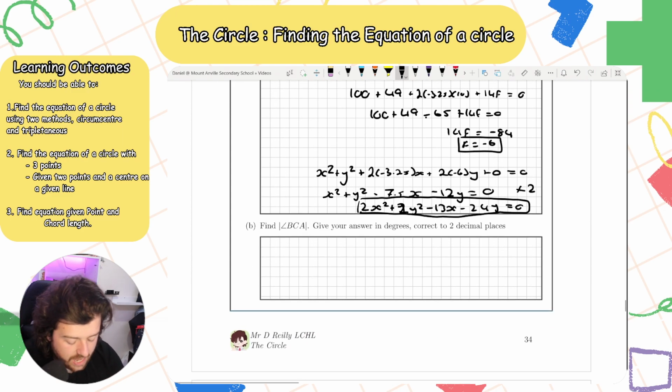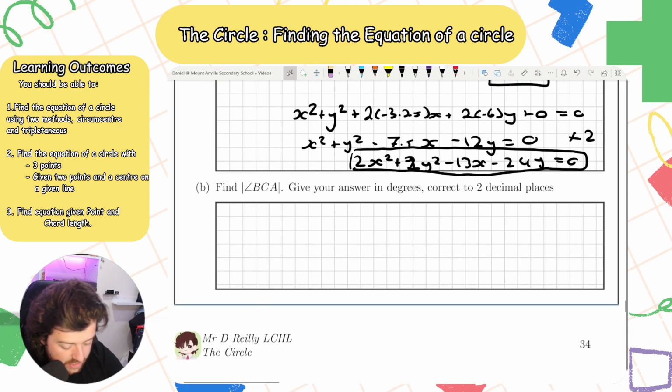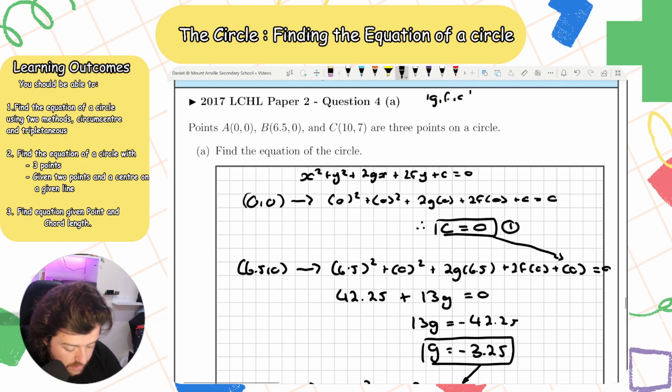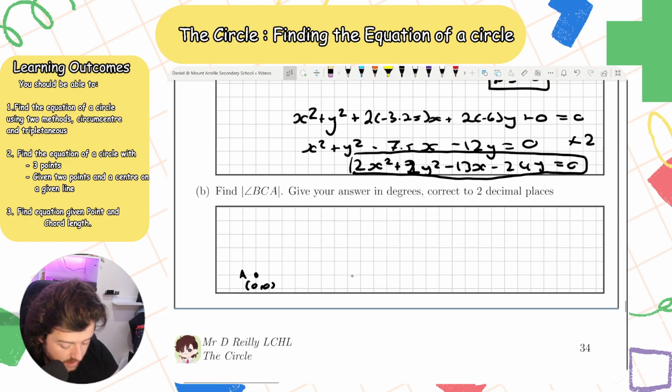Right, find the angle BCA, give your answer in degrees, correct to 2 decimal places. So we need to sketch this out. My points were, I believe, 0, 0 for A. B was 6.5, 0, so that is on the same y value, the same line. And then C is up here, 10, 7.